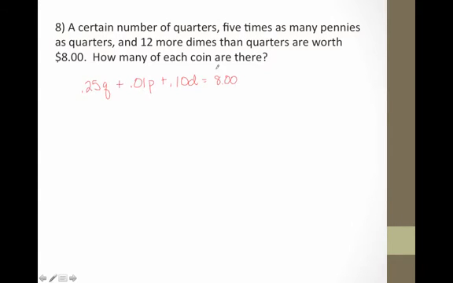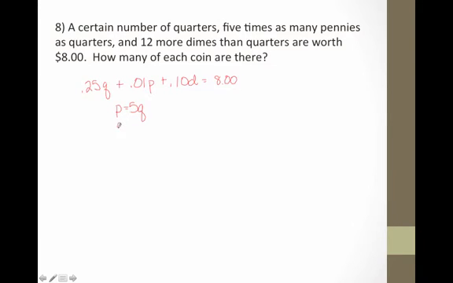Then I have to go back and interpret the other 2 equations. This tells me that I've got 5 times as many pennies as quarters. So in order to have the same number of pennies as my quarters, I would have to multiply my quarters by 5 so that I had the same number of coins. Then I also know that I have 12 more dimes than quarters.